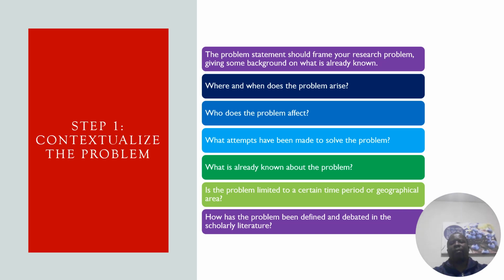Where and when does the problem arise? Who does the problem affect? What attempts have been made to solve the problem? What is already known about the problem? Is the problem limited to a certain time period or geographical area? And how has the problem been defined or debated in the scholarly literature?